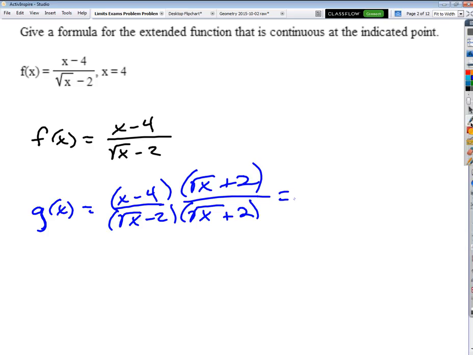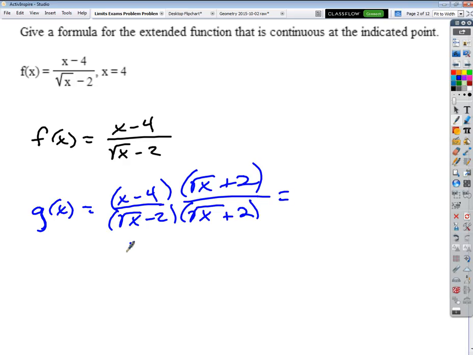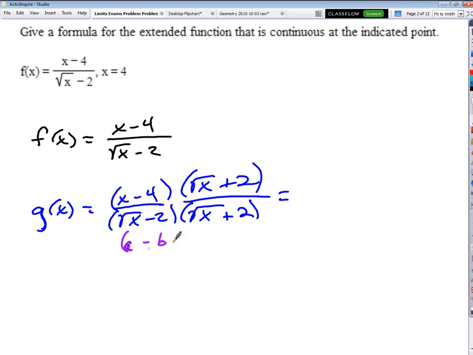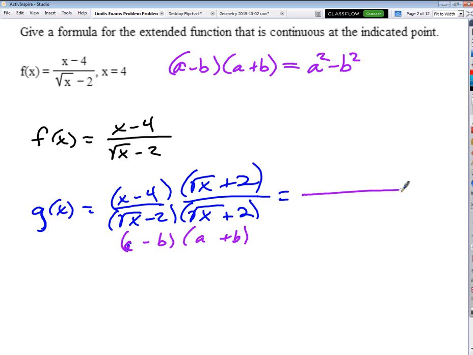All we're really saying here is, this is just a disguised way of saying, pretend that's an A and that's a B. There's A minus B times A plus B, and we know that A minus B times A plus B, that conjugate product pattern gives us what? A squared minus B squared. Yeah, difference of squares, right? So that gives us, on the bottom, A squared, which is x, minus B squared, which is 2 squared or 4.